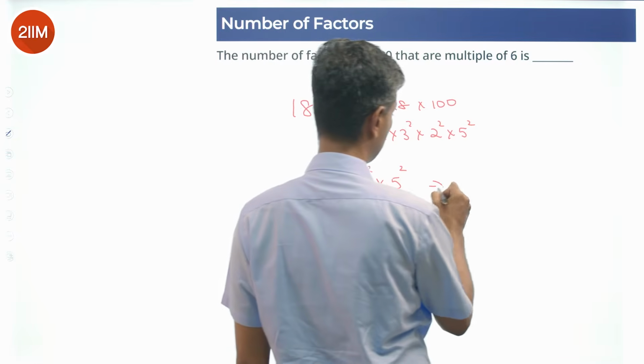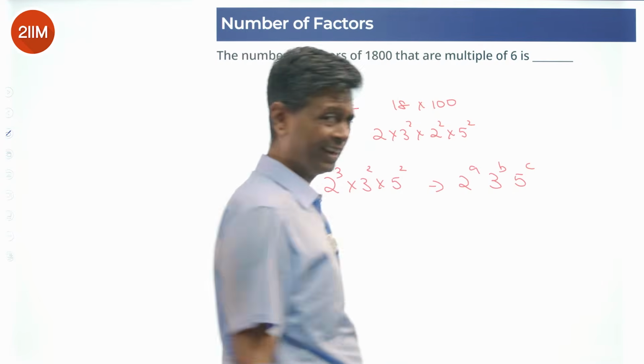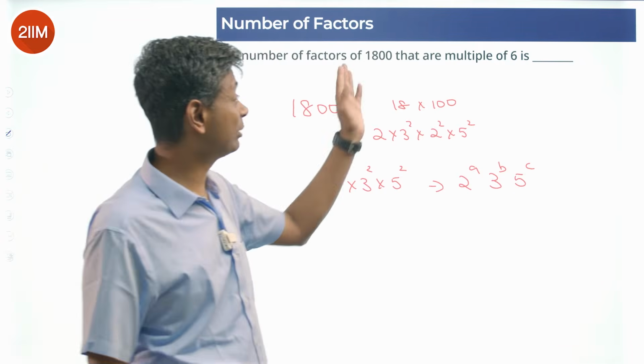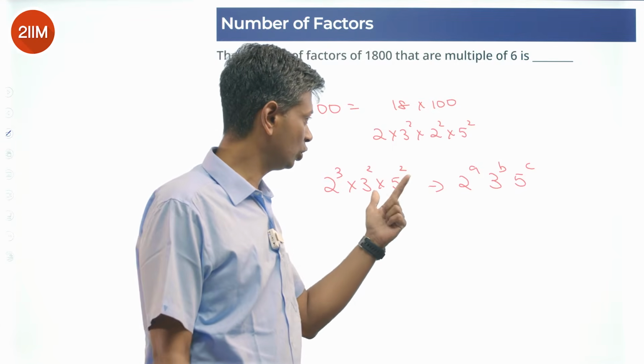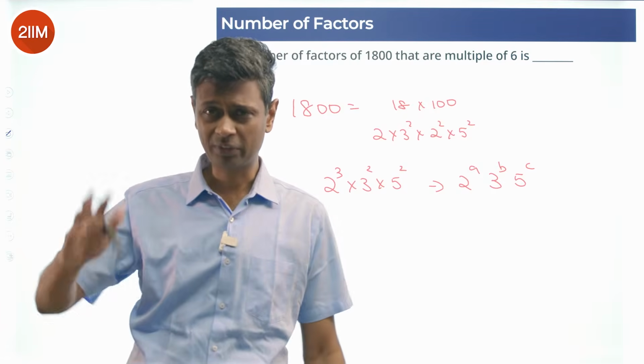Any factor of this number has to be of the form 2 power a into 3 power b into 5 power c. It cannot have a 7, 11, any of those numbers. If there are no conditions, if this multiple of 6 were not there, then a can take value 0, 1, 2, 3, b can take value 0, 1, 2, c can take value 0, 1, 2. Number of factors: 4 into 3 into 3, whatever that is.